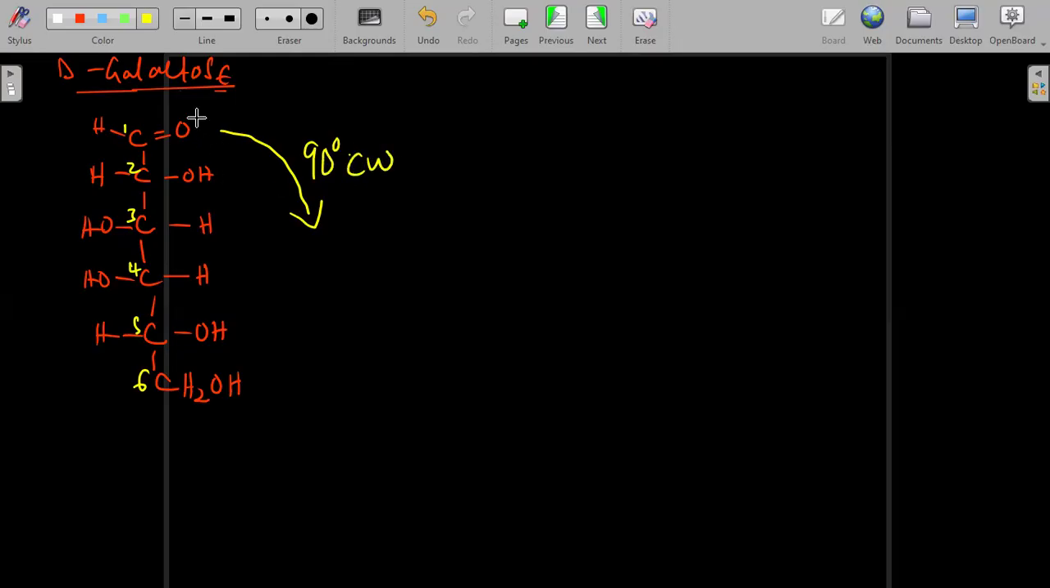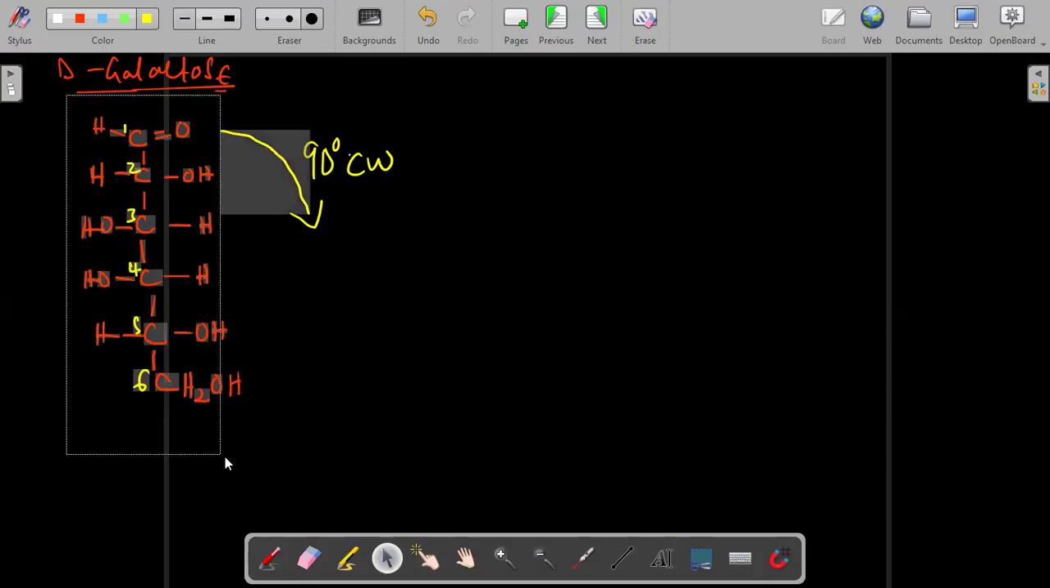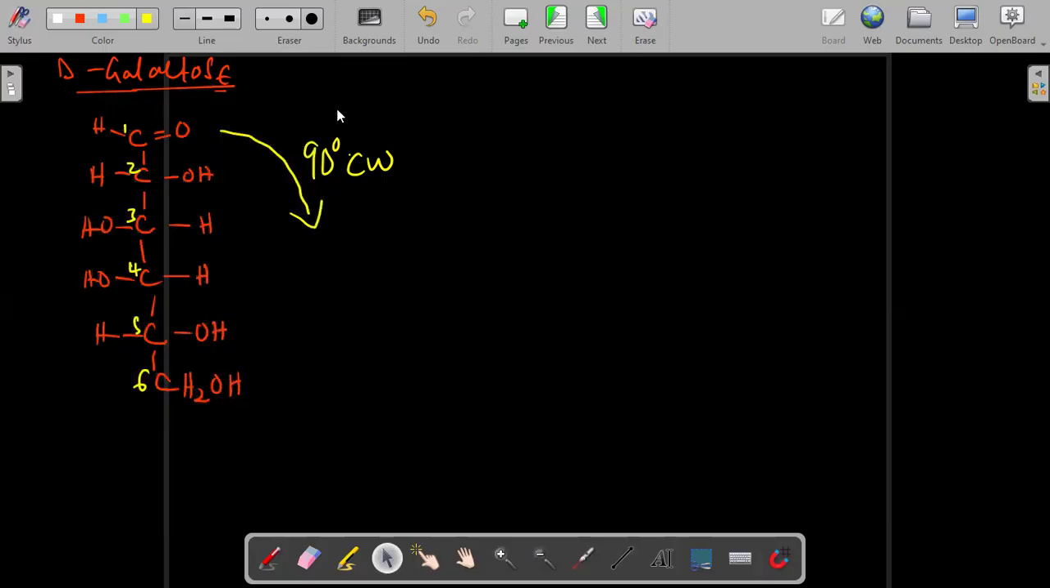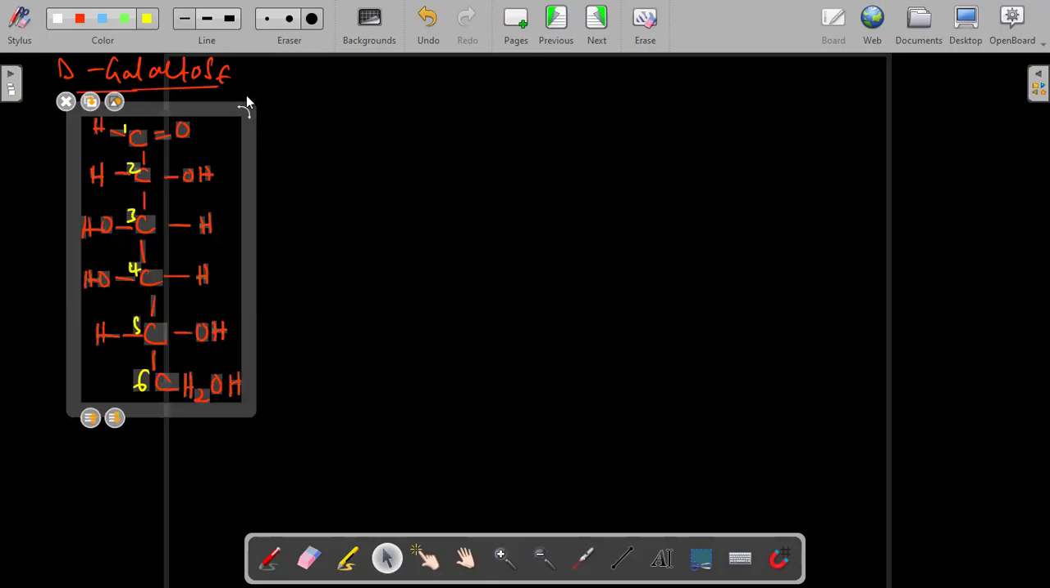So meaning that whatever you have on your right here is going to go down, and whatever you have on the left here is going to go up. So what I mean is this. Let me highlight this molecule that I drew. Okay, let me just erase this part. So if I get this molecule that I drew, we said we have to turn this molecule 90 degrees clockwise.